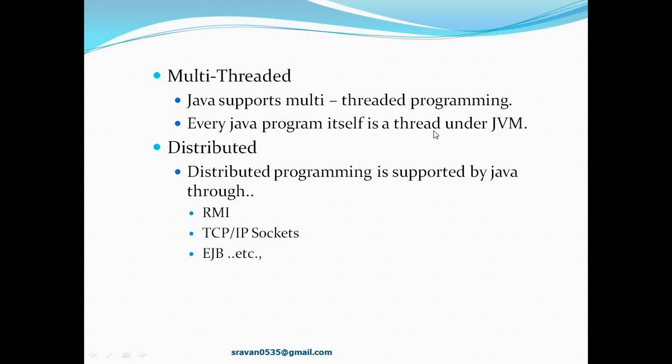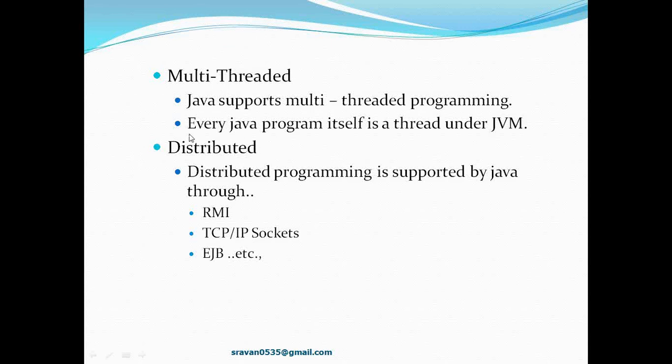Every Java program itself is a thread under a JVM. Multi-threaded means we can run and do multiple tasks, multiple works, in a single time. That is what multi-threaded is. In Java we have one package with some classes like Thread. Using the Thread class we can implement multi-threading.